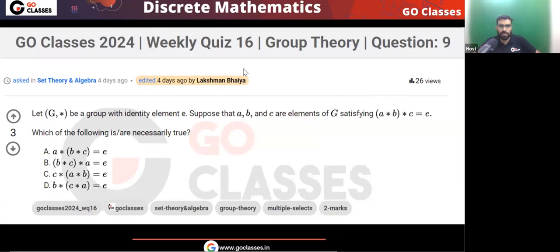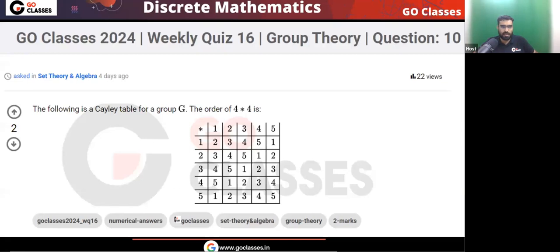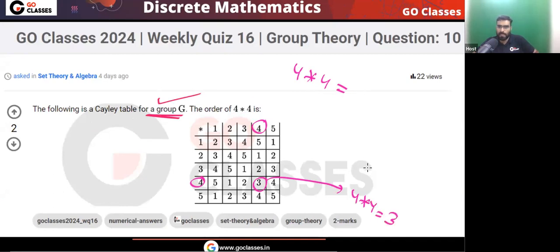This question we have already done. The complete analysis we have seen. Let's see this. I think this is a very easy question. The following is a Cayley table of a group. What is 4 star 4 in this Cayley table? This is 4, this is 4. 4 star 4 is 3. So first of all, 4 star 4 is equal to 3. So the question is asking what is the order of 3?